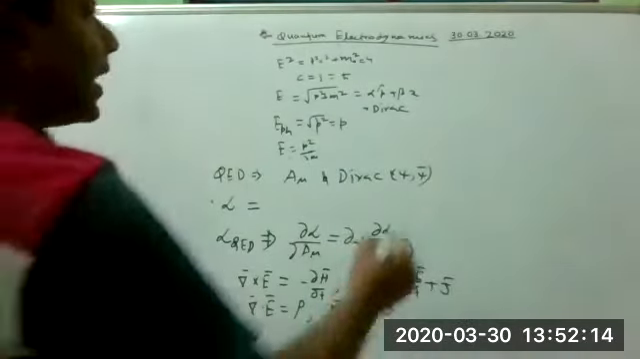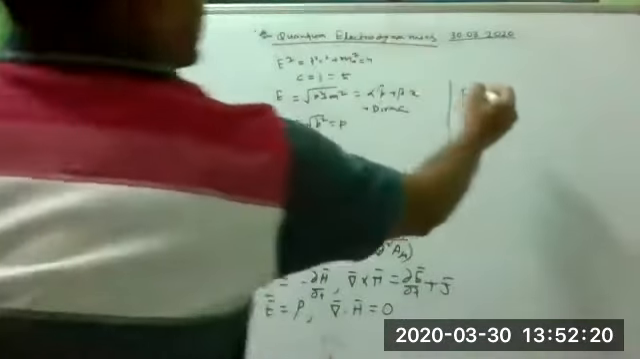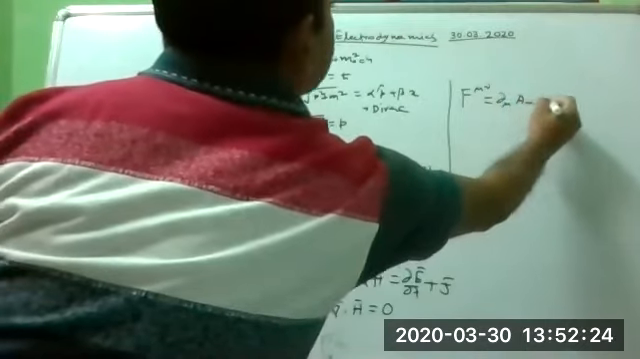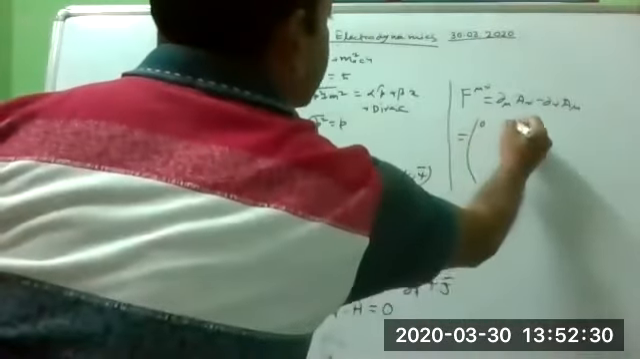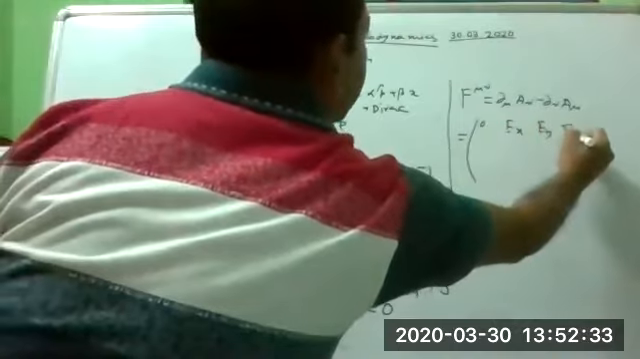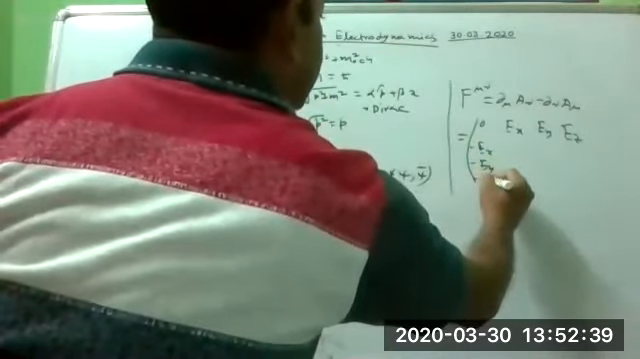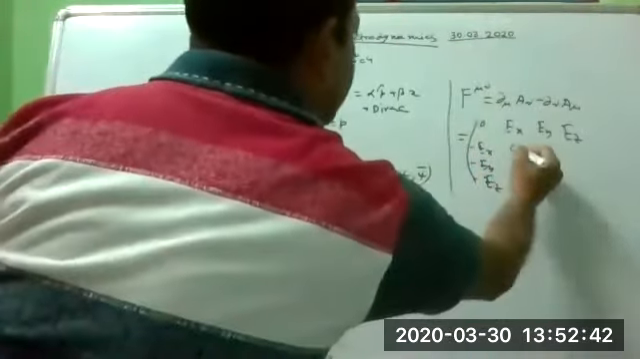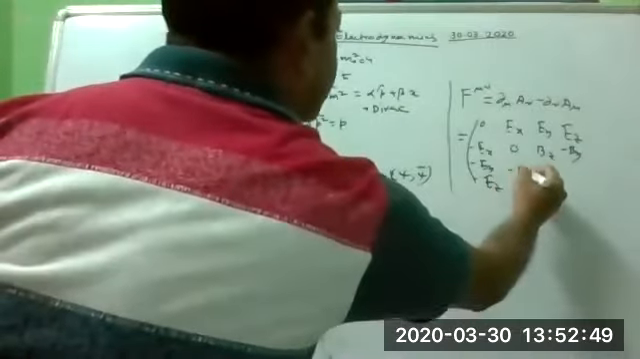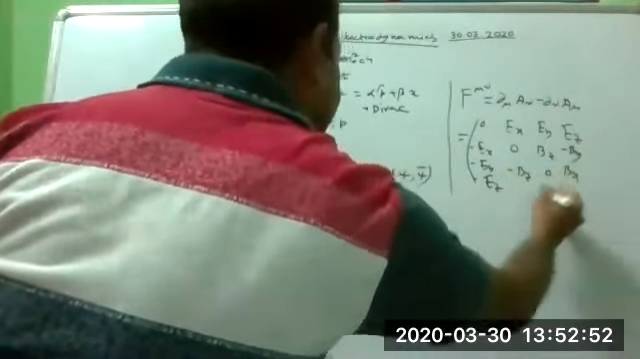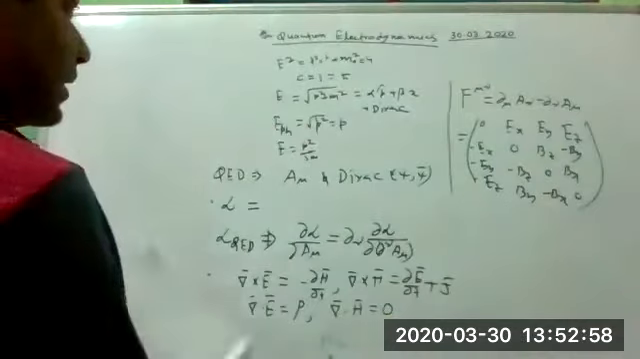And also, all of you know that F mu nu, which is the field tensor, means del mu A nu minus del nu A mu, which is equal to the matrix: 0 Ex Ey Ez; minus Ex 0 Bz minus By; minus Ey minus Bz 0 Bx; minus Ez By minus Bx 0. This is the field tensor.